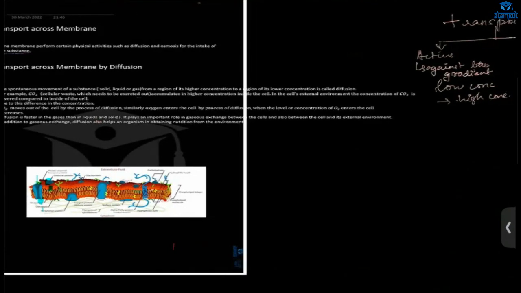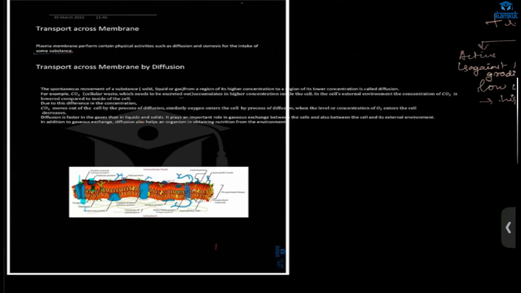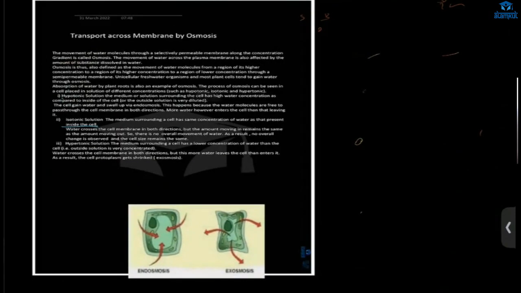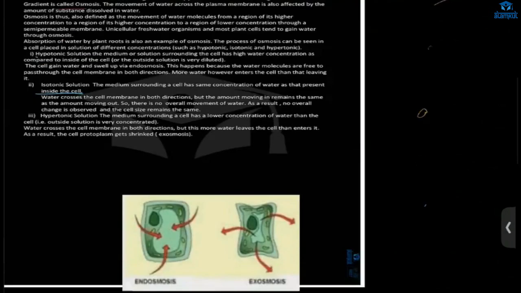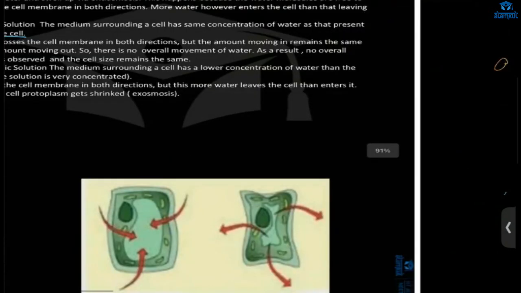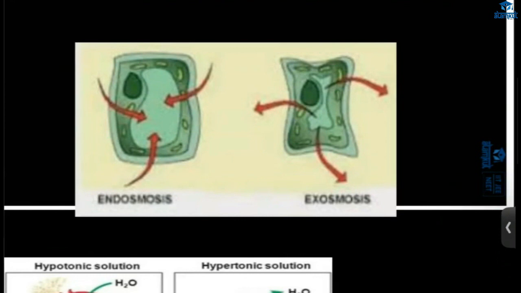Then in osmosis, what is osmosis? Osmosis is the movement of water from a place of its higher concentration to its lower concentration across a semi-permeable membrane until equilibrium is reached. There are two types of osmosis: endoosmosis and exoosmosis. In endoosmosis, the water will move in. If the water moves out, it is called exoosmosis.